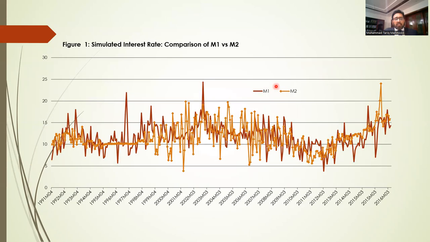Having all this background, for the sake of our viewers' interest, we now look at how the interest rate can be simulated in the presence of model 1 and model 2. In model 1, the behavior is basically a three-regime switching model, and model 2 is obviously where we have restricted the central regime.